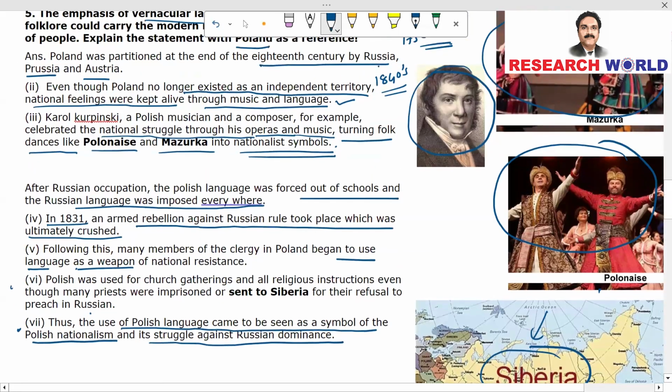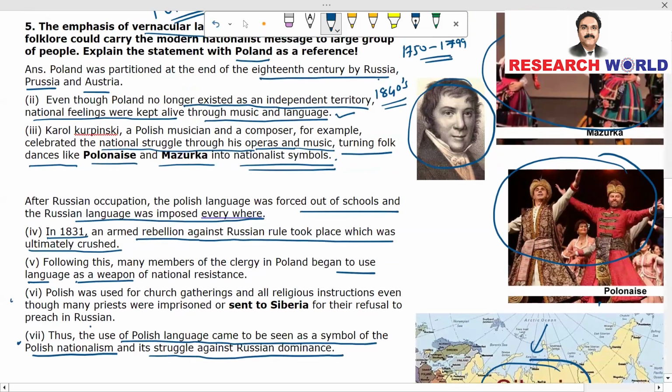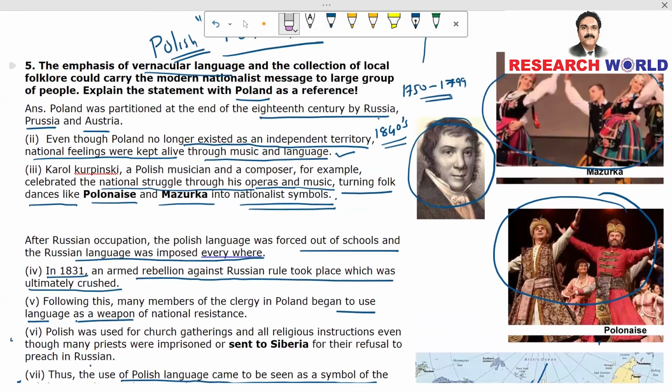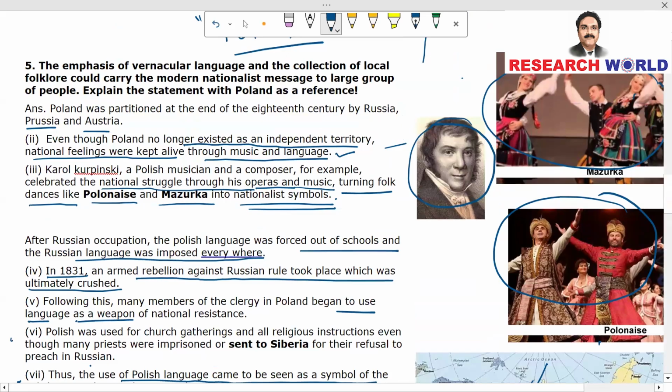So our question is how the emphasis of vernacular language, in this case Polish language in Poland, and the collection of local folklore could carry modern nationalistic message to large group of people. Explain the statement with Poland as a reference.